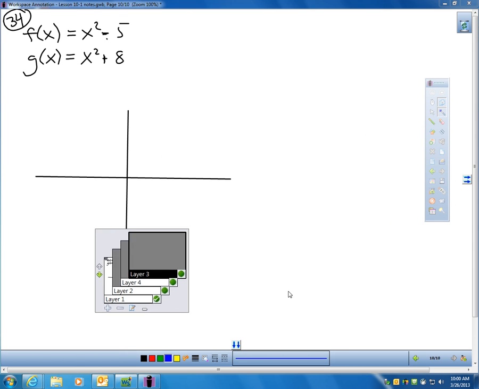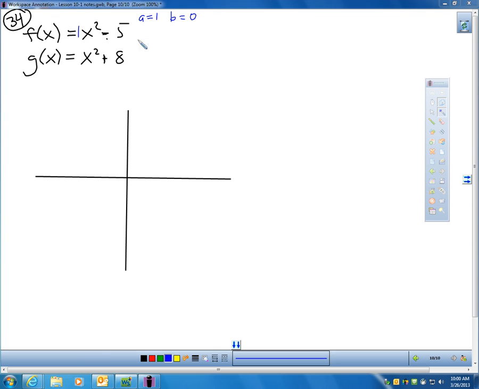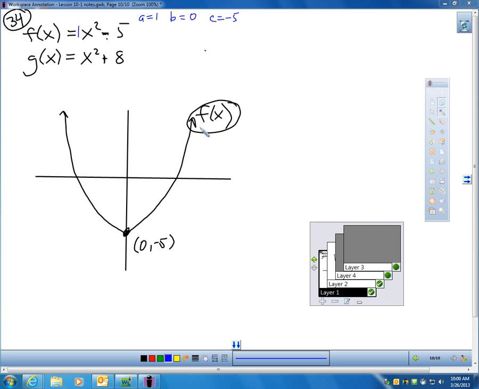Okay, and then let's do one last question. 34, it says, tell how you can obtain the graph of g from the graph of f using transformations. Well, first of all, here's the graph of f. Let's talk about this one first. And the graph of f has an A value of 1, right here. It has a B value of 0, and it has a C value of -5. So remember, 1 means it's the same as the parent function, no stretch or shrink, no reflection. But -5 means the graph has been shifted 5 units down. So I'll do that. There's f of x.